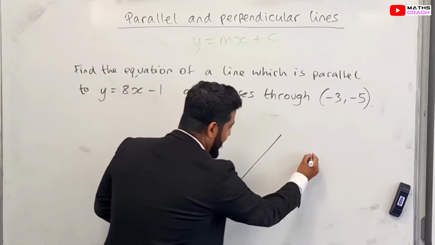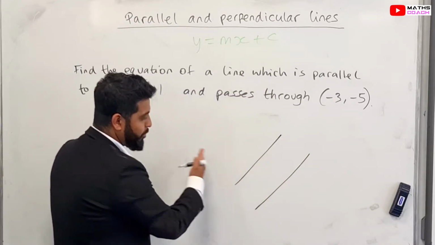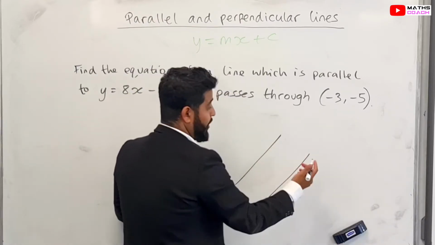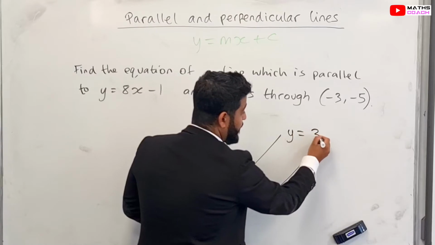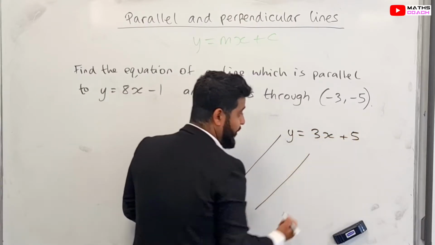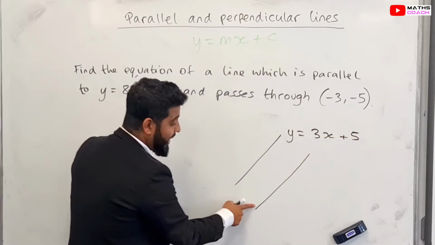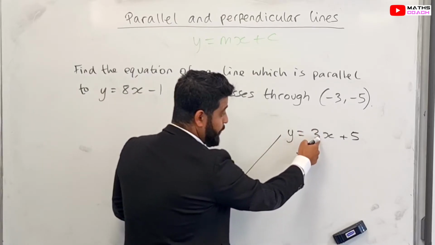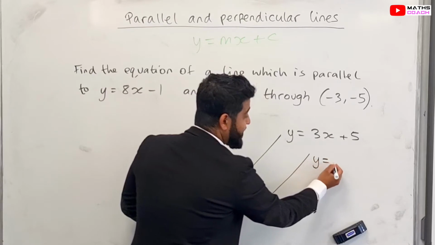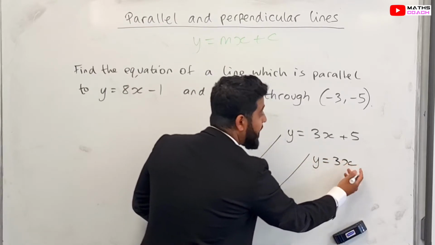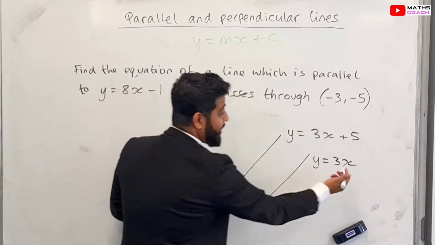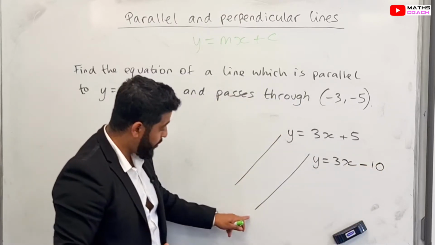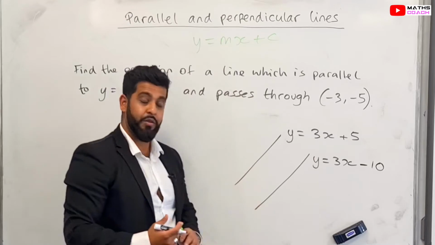So if you have two lines like this, these two lines are parallel. And if I give this one an equation, so let's say y is equal to 3x plus 5, for example, then this one will have the same gradient as this one. So the gradient of this one is 3, so therefore this will be y is equal to 3x plus or minus something. So that could be anything. That could be, for example, minus 10 because it's different to this one, where this one cuts the y-axis.